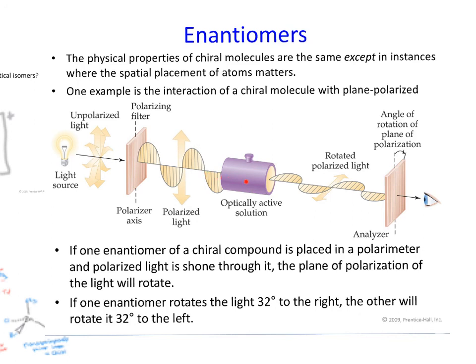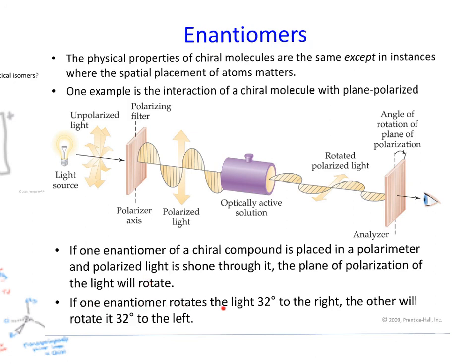And you travel this through an optically active solution. A solution is optically active if it contains a molecule that is chiral. And there is some type of an analyzer that measures the rotation of plane polarized light. And so you know the direction that the plane polarized light entered the sample, so you can measure the direction at which it's coming out of the sample, and the instrument would show you that it has rotated. If one enantiomer of a chiral compound is placed in a polarimeter, an instrument that would measure this for you, and plane polarized light is shown through it, the plane of polarization of the light will rotate.